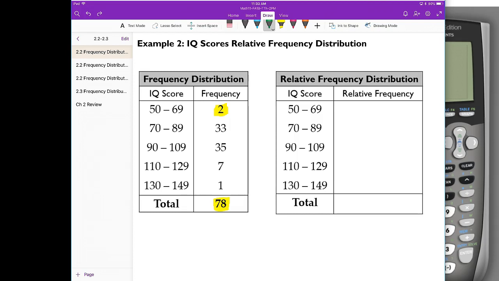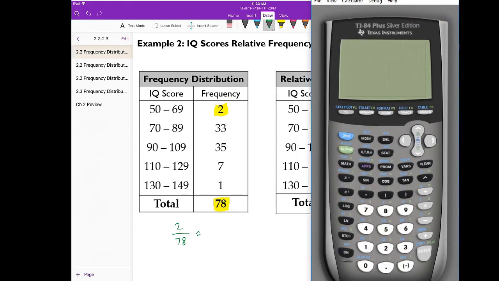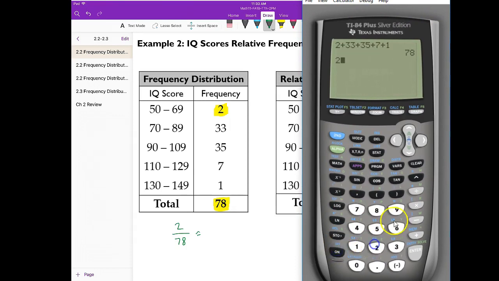So in this case, we would do 2 divided by 78, which is approximately, let's pull out the calculator. So 2 divided by 78, we'd get that. And then we're going to convert this into a percentage. One way is to move this decimal point 2 times to the right, which is equivalent to multiplying by 100. So I'd get 2.564... percent.